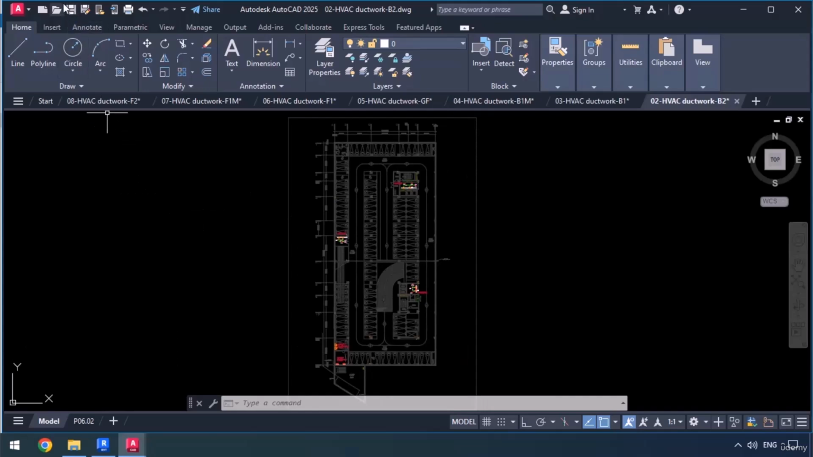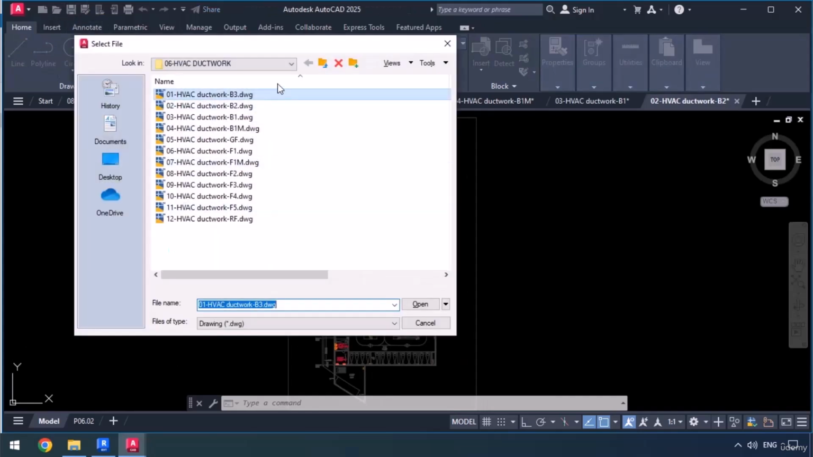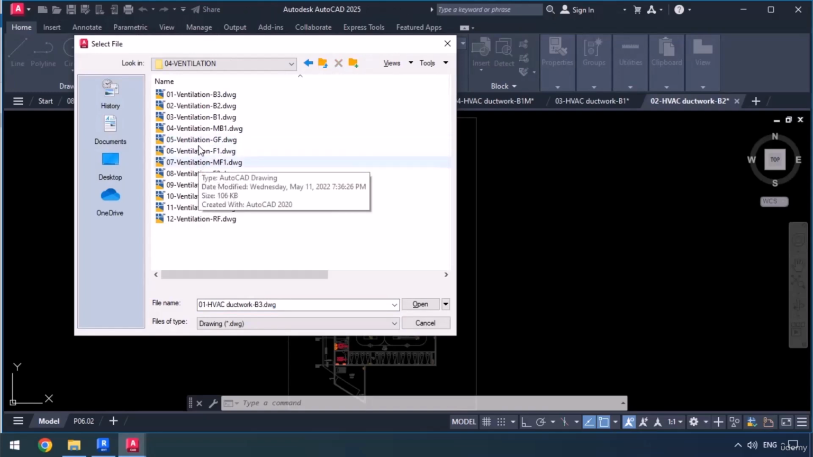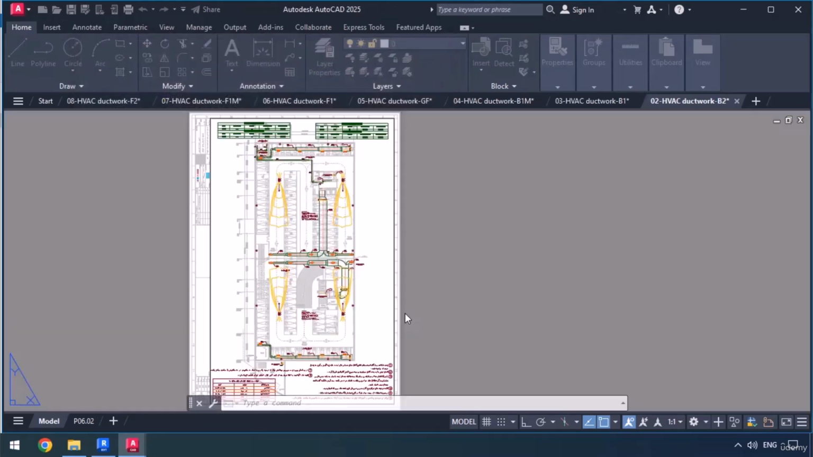But overall, we have few ventilation ducts for this parking. For example, I'm going to go over here, click on Open. Then I'm going to go to the Plans folder, go into Ventilation, and open the ventilation plan for the B2 level. Click Open.